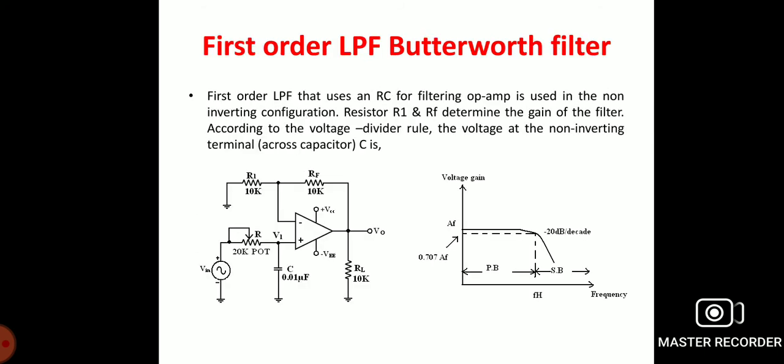The first order low pass filter uses an RC network for filtering, and the operational amplifier is used in non-inverting configuration. The resistances R1 and RF determine the gain of the filter according to the voltage divider rule. The voltage at the non-inverting terminal is across the capacitor C. Then the second order low pass Butterworth filter has 40 dB per decade roll-off in the stop band.